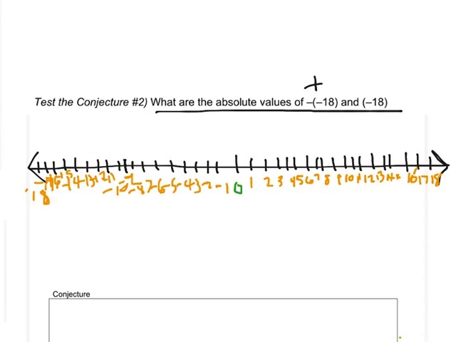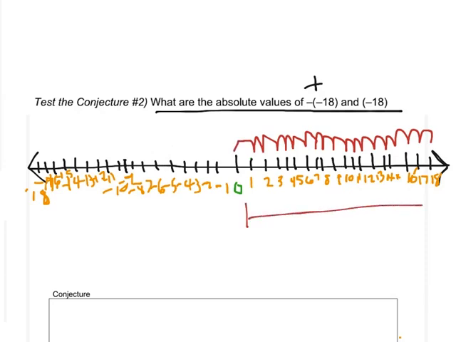The next and most important step is counting the spaces it takes to get from 18 to 0 and -18 to 0. So let's go: 1, 2, 3, 4, 5, 6, 7, 8, 9, 10, 11, 12, 13, 14, 15, 16, 17, 18 spaces. So I'll draw that down here so I don't forget. It took 18 spaces. And let's start at negative 18 and do the same.